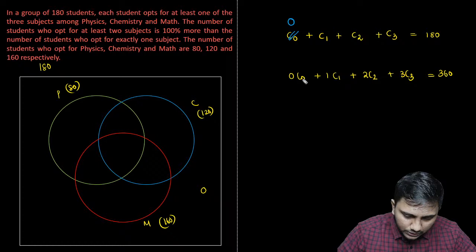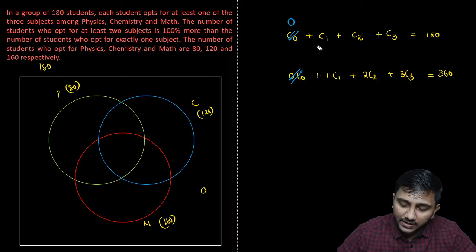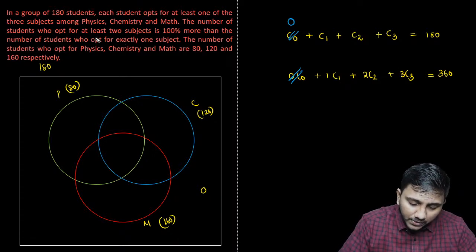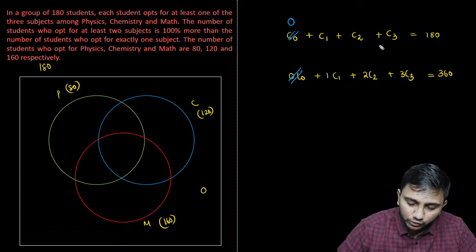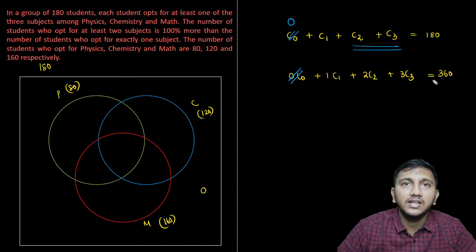Again, C0 is 0, so I'm going to get rid of this. So we have got two equations here. C1 plus C2 plus C3 is 180. 1 C1 plus 2 C2 plus 3 C3 is 360. Now let's take this information. It is given the number of students who opted for at least two subjects. What do you mean by at least two subjects? That's C2 and C3. This is at least two subjects.